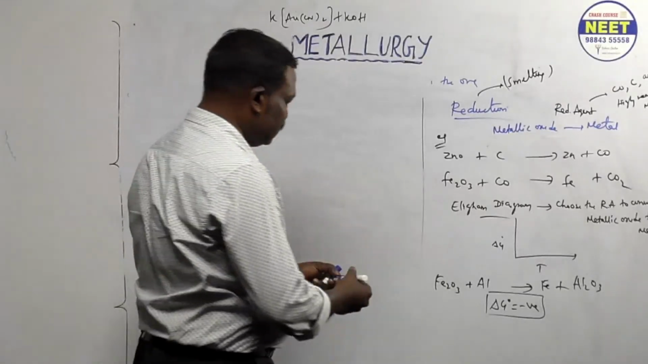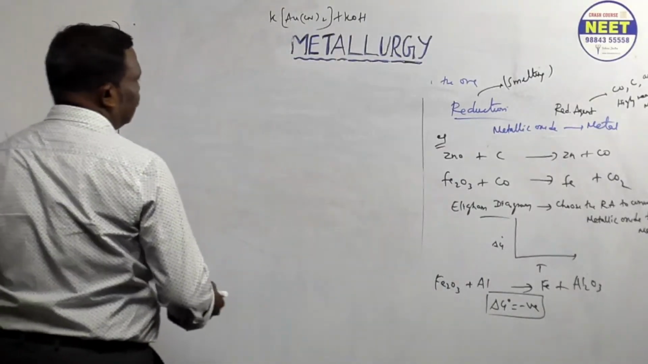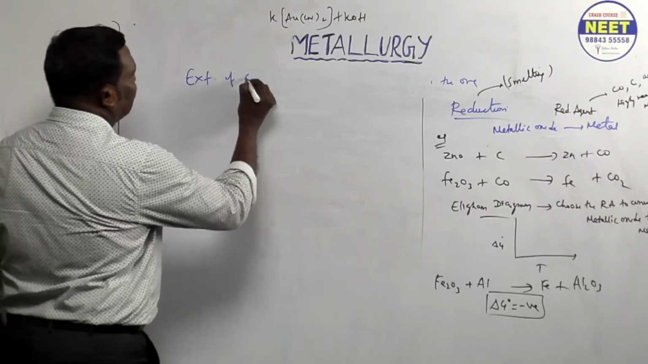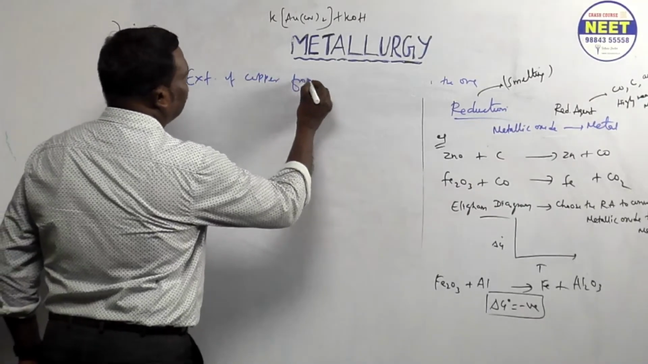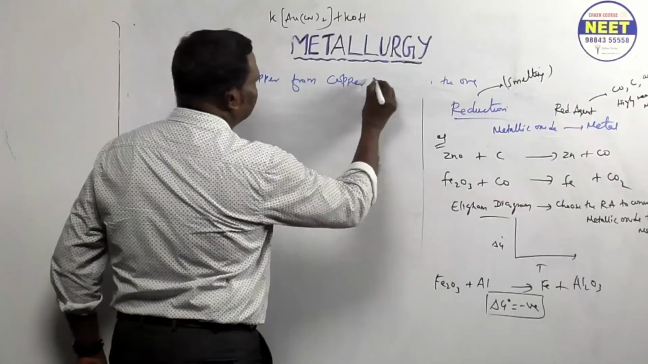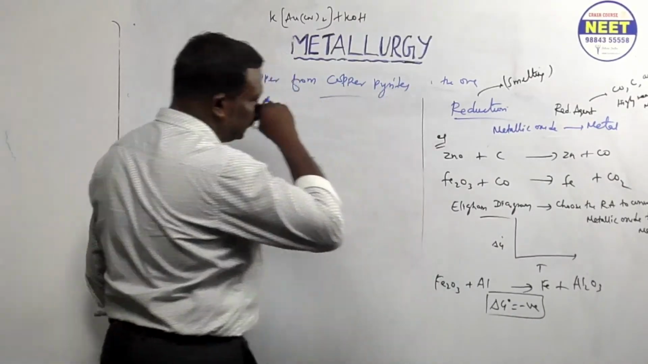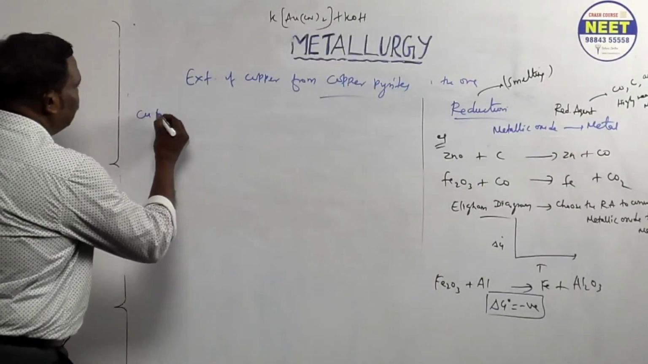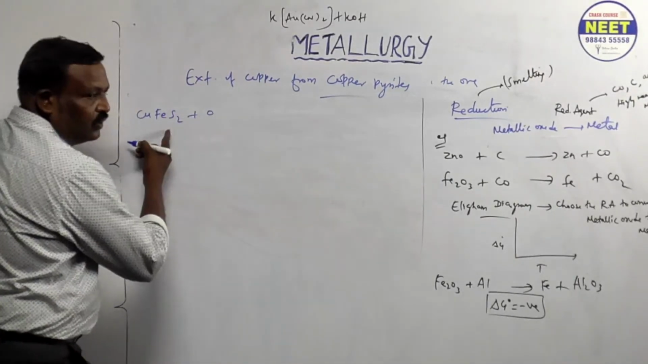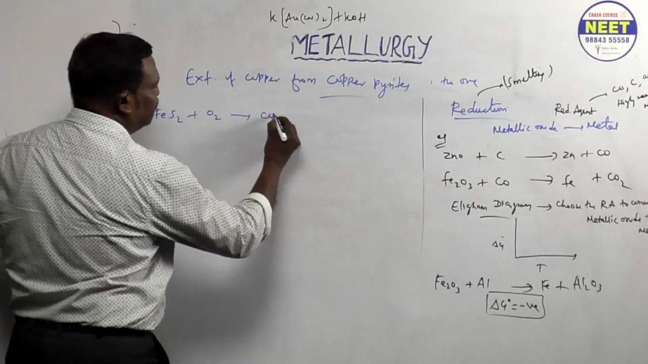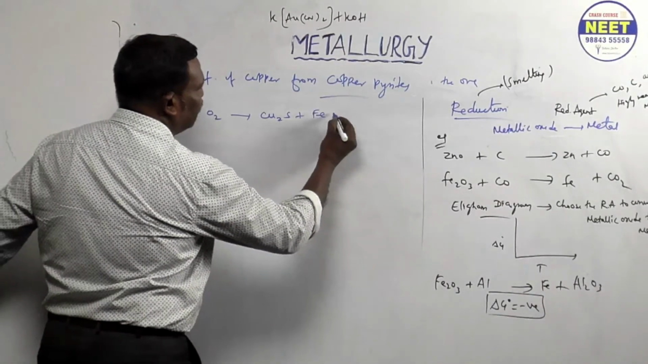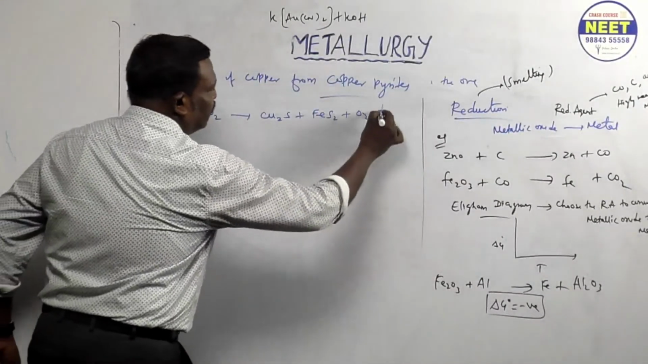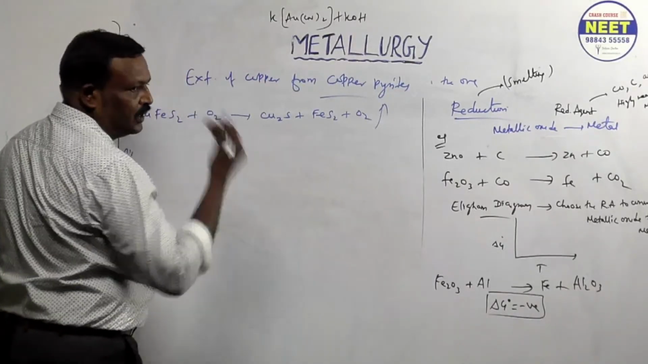Then one example I will give: extraction of copper from copper pyrites. Copper pyrites means CuFeS2. It's a sulfide. If you do roasting, what happens? Just listen: Cu2S plus FeS plus SO2. In the second step, this will be oxidized and this will be evaporated. Now we have only this one and this one.